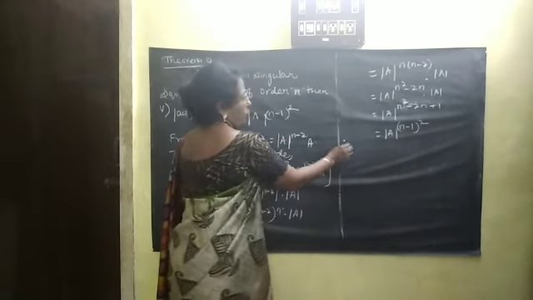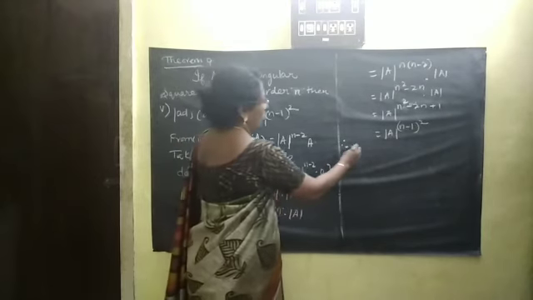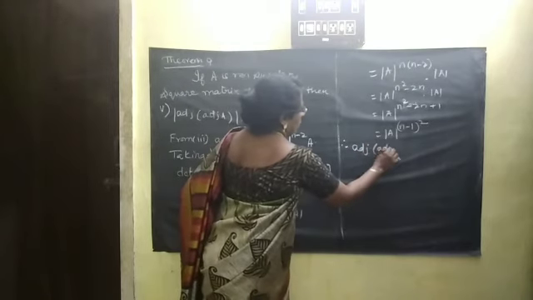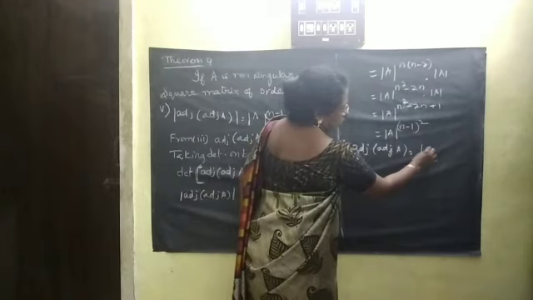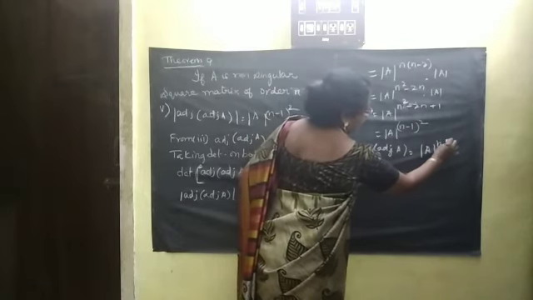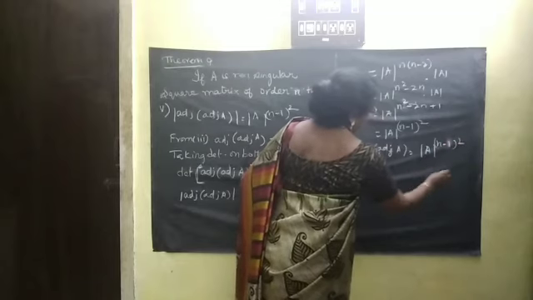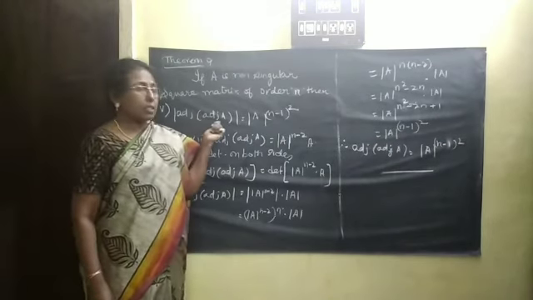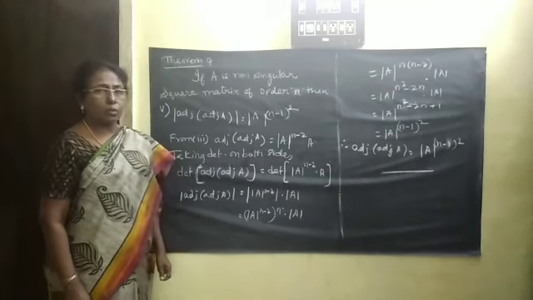Therefore, the determinant of adjugate A is equal to determinant A the whole power n minus 1 the whole square.